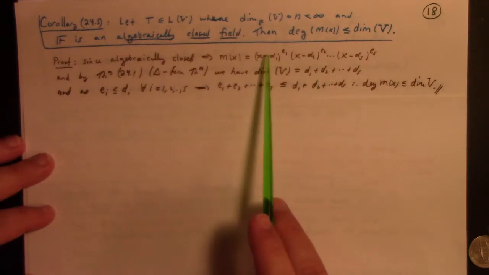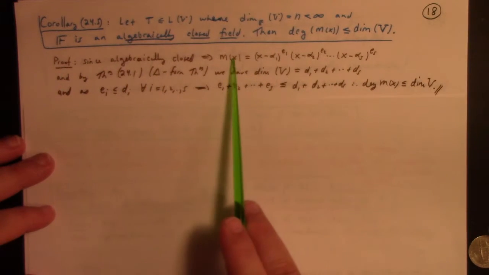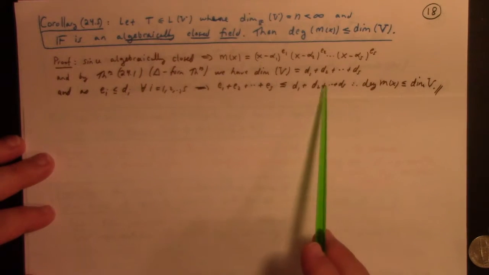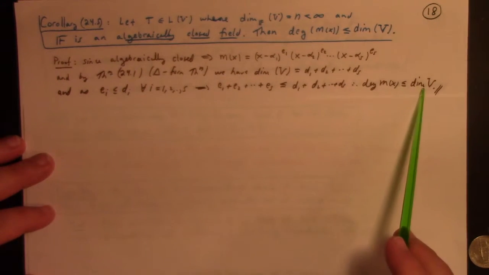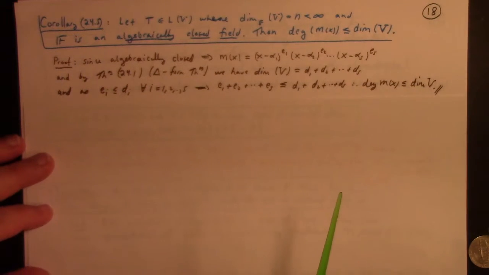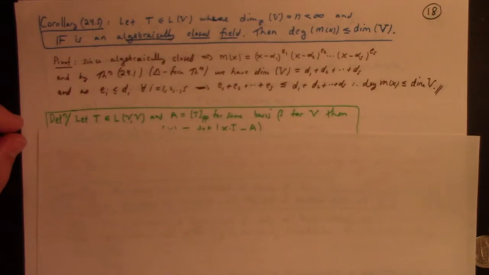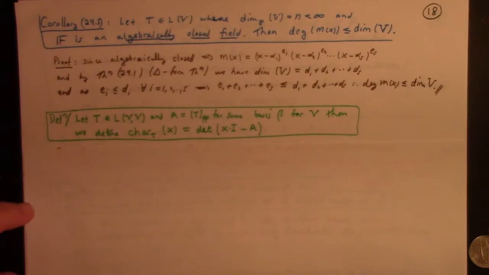You notice that the sum of the ei's is the degree of the minimal polynomial. So these are less than those, but that's the dimension of V, so therefore the degree of the minimal polynomial is less than the dimension of V. Okay, good to know. Less than or equal to the dimension of V, I should say.